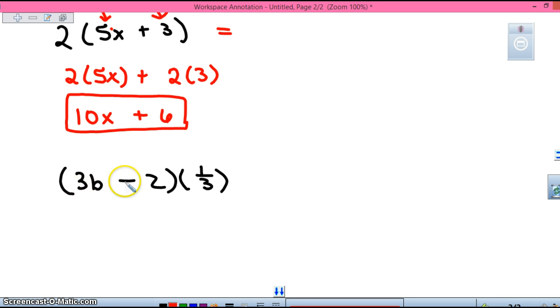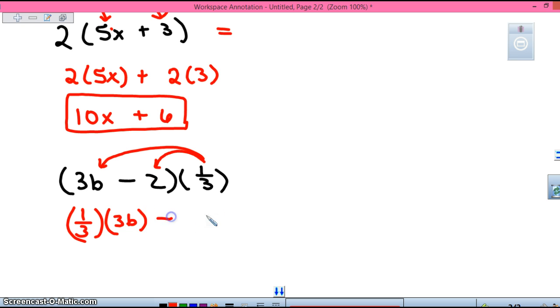We have 3b minus 2 times 1/3. What are we distributing? 1/3. We have to distribute it to the minus 2 and to 3b. So I would write 1/3 times 3b minus the minus 1, 1/3 times 2.